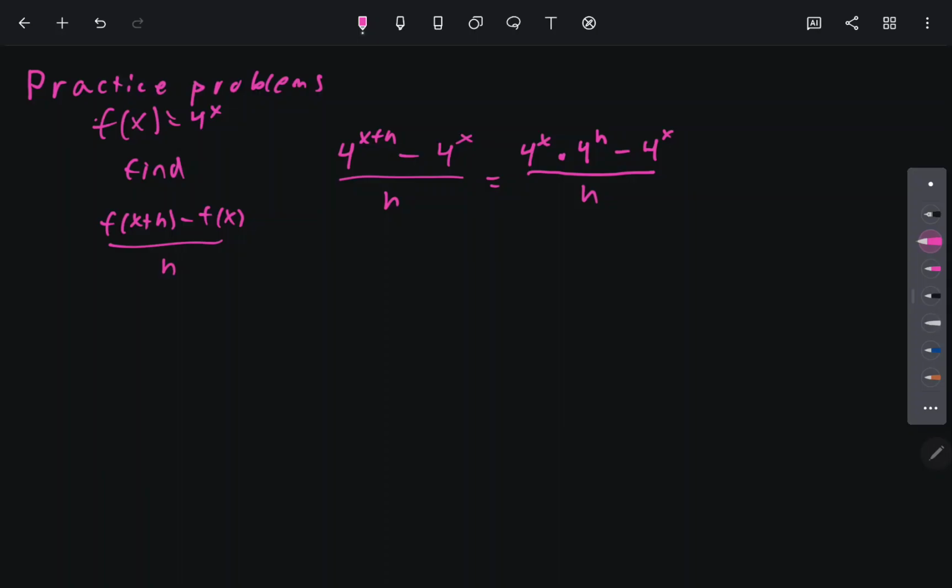Now looking at this, I think there's one way we can simplify this, and we can leave all of the h's inside. So what this is going to look like is 4 to the power of x times the quantity 4 to the power of h minus 1, all over h. And we are done with that.